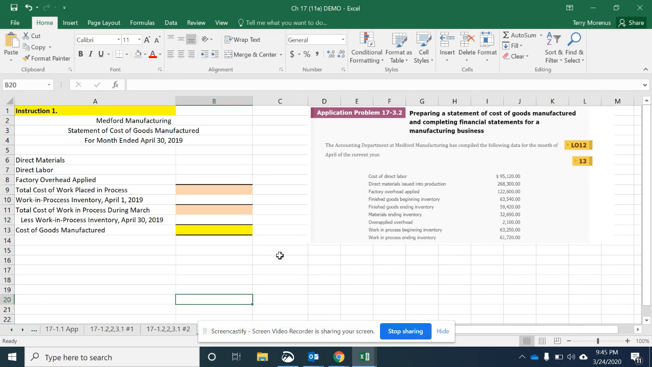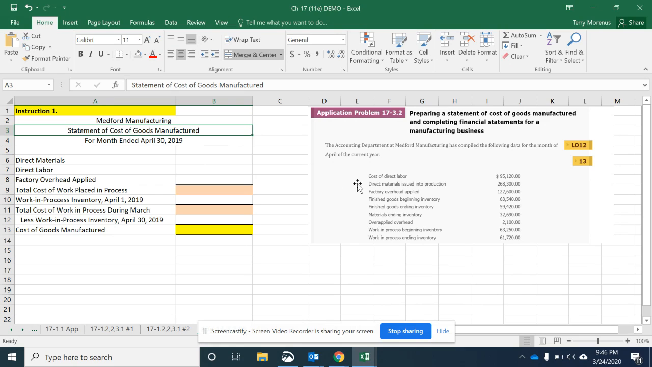So let's take a look at the statement of cost of goods manufactured. This isn't too bad. It's what we refer to as plug and chug a little bit. So this will be kind of fun. It won't be difficult at all. We're just going to throw a statement out there for those who are interested in what it costs to manufacture the goods in the month of April.